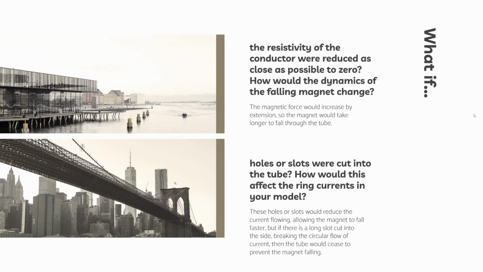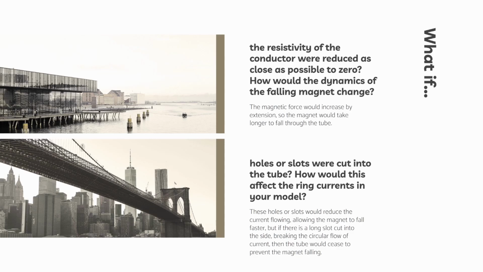What if the resistivity of the conductor were reduced as close as possible to zero? How would the dynamics of the falling magnet change? The magnetic force would increase, so the magnet would just take longer to fall through the tube.